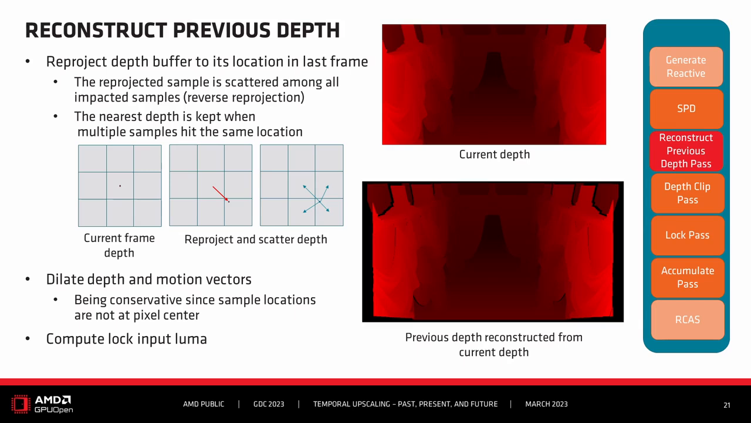And when we write the depth value to those 4 pixels, we're using an atomic min operation. So if multiple pixels land on the same pixel, then we just keep the closest one and the other ones are discarded. Other things this pass does is we dilate depth and motion vectors to be conservative. And finally, we compute the luma value that we're using for the locks as an input, basically to track later if the luma has changed for the locks.